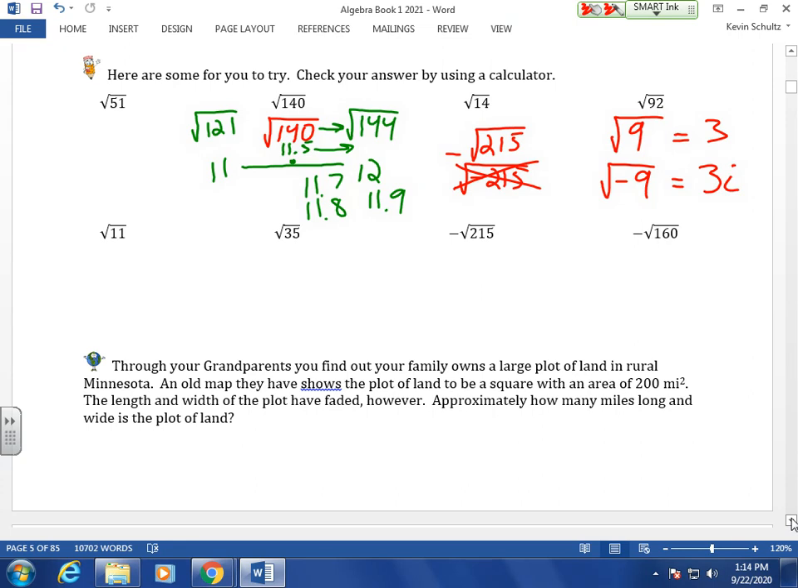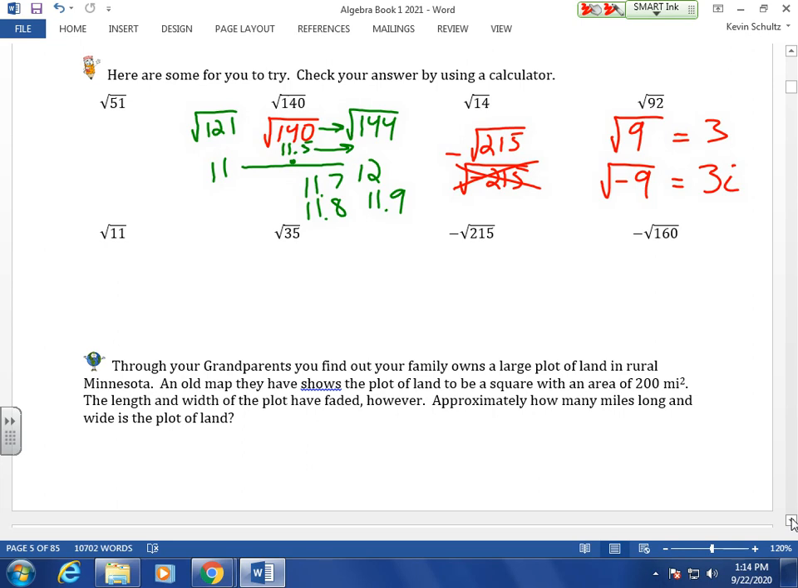The root of negative 16 would be 4i, right? But you don't start to apply that until Algebra 2. And so that's why right now I say you can't do it, because we're not going to deal with it yet. But if you were to see it on a MAP test or something like that, that's what the answer would be.